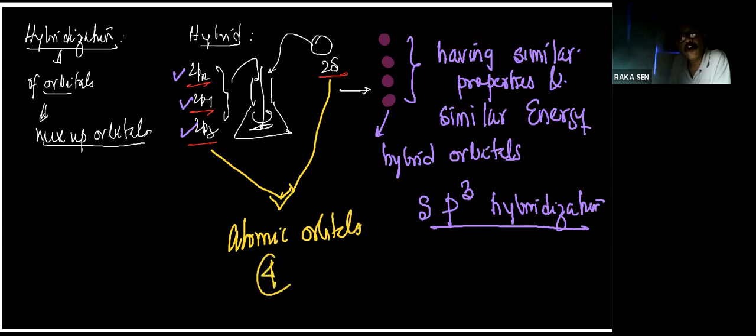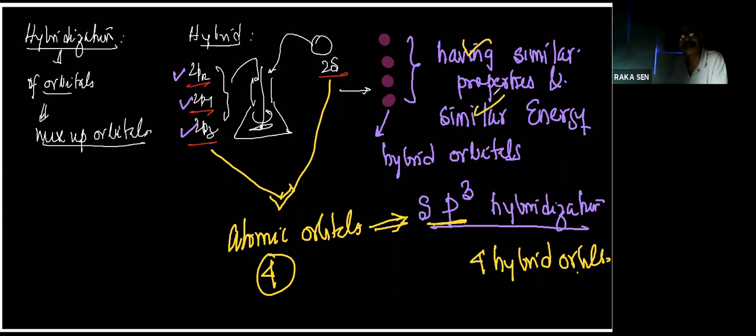How many? 4, 1s and 3p's. So from atomic orbitals, by mixing them up, you have come into 4 hybrid orbitals, which is sp3, 4 hybrid orbitals. All of them having similar properties and similar energy. Is that clear to all of you? Do you understand the concept of hybridization?